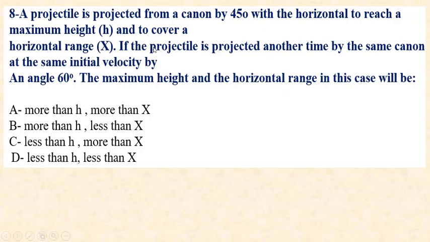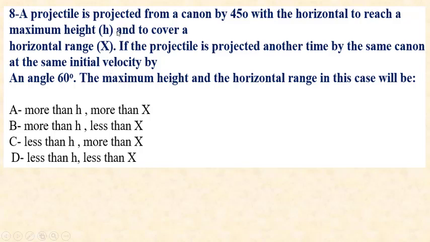The horizontal range, if the projectile is projected another time by the same cannon velocity, so the same Vi has not changed, at an angle of 60 degrees. Yes, excellent. You have noticed that the angle changed, so the horizontal range x will be lower, smaller. And the question is about what happened to x and the maximum height.